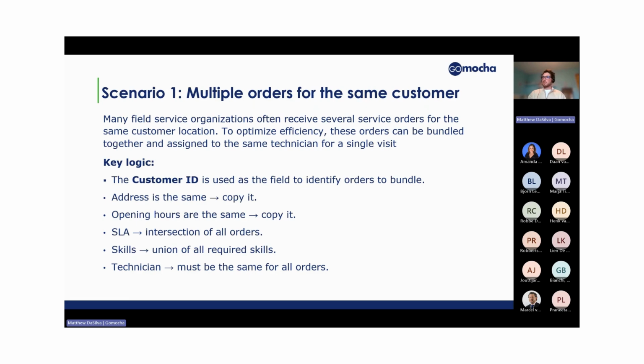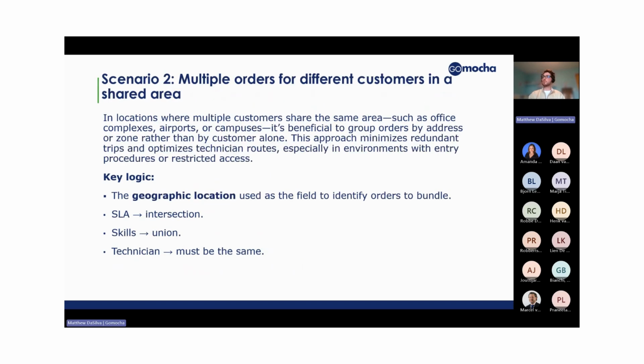So this use case is focused on when you have one customer and you need to bundle when you have the same customer and multiple orders. The next scenario focuses on multiple orders for different customers in a shared area.